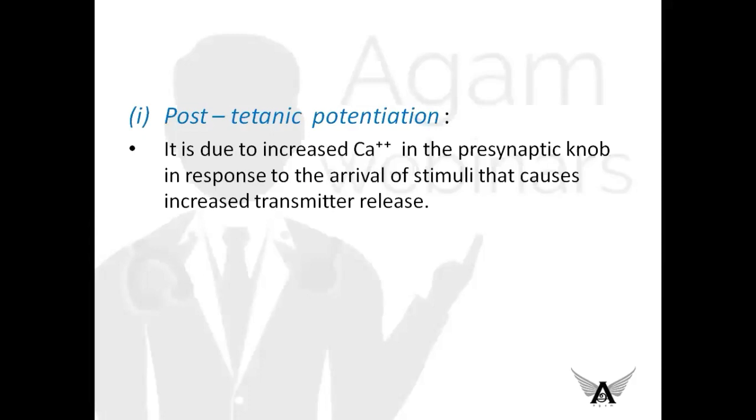So when we are giving the next stimulus following these 50 stimuli, the postsynaptic potential is exaggerated, because increased calcium will cause increased release of neurotransmitter, and that will increase the postsynaptic potential for the next stimuli. So it is due to increased calcium in the presynaptic nerve in response to arrival of stimuli that causes increased transmitter release. The postsynaptic potential, just after the tetanizing stimulus is given, is more.